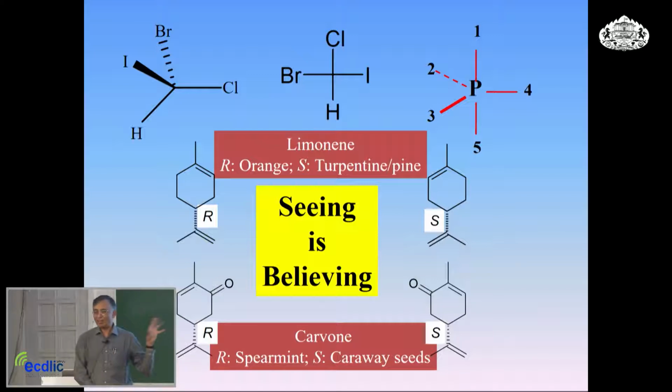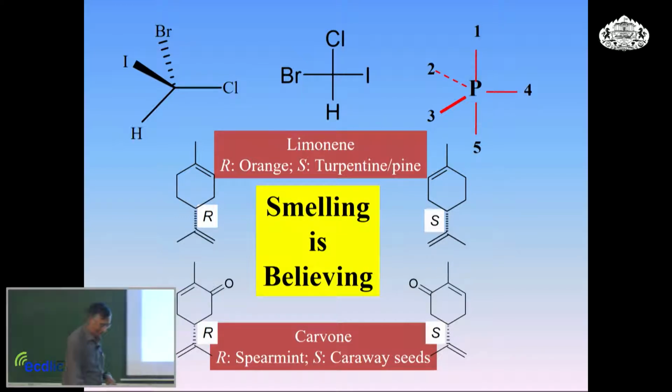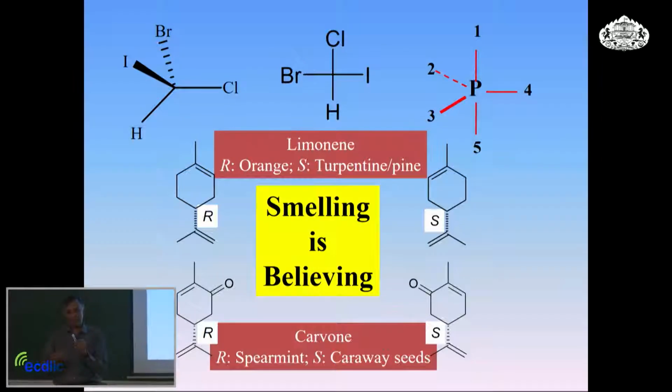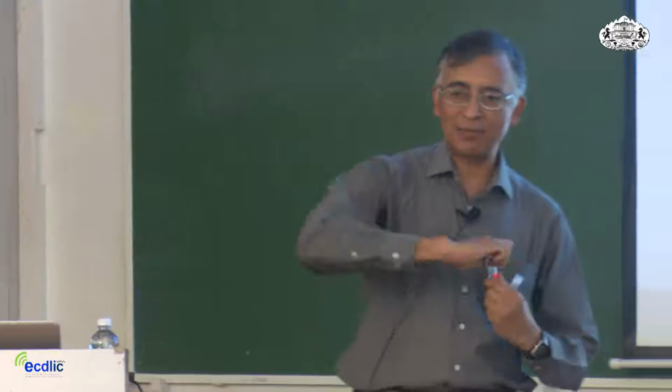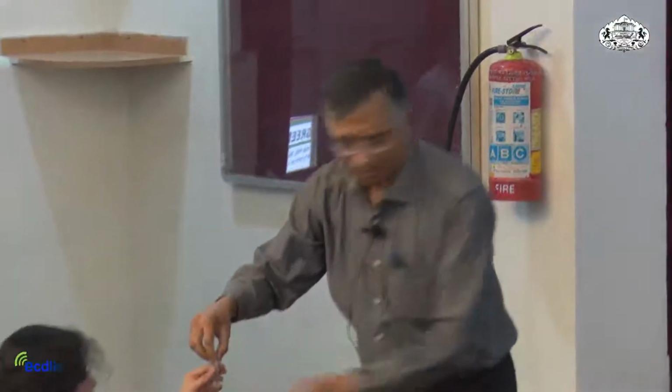I say seeing is believing, but as far as chiral molecules are concerned, I think smelling is believing. So I would like you to smell. This is R limonene and this is S limonene. My suggestion is you take R limonene in your right hand, smell it, take S limonene, smell it and pass it on to the next person. So it can go this way, R, S.